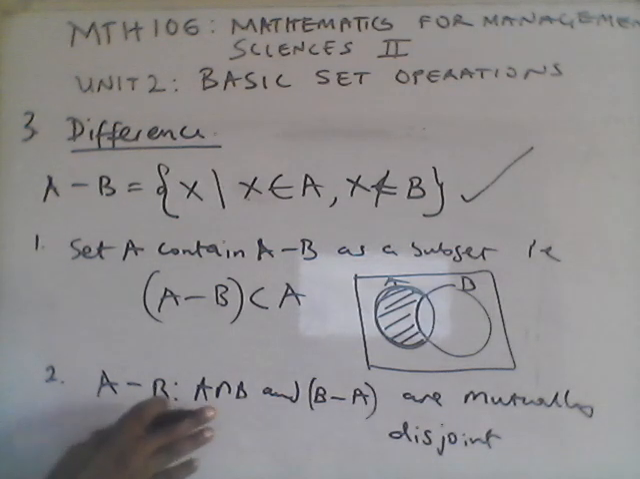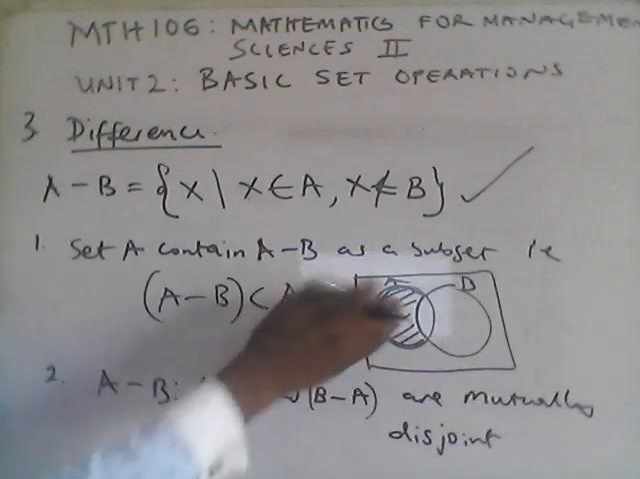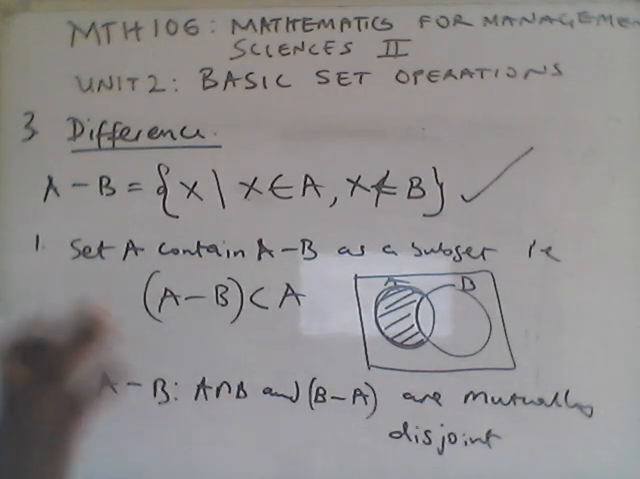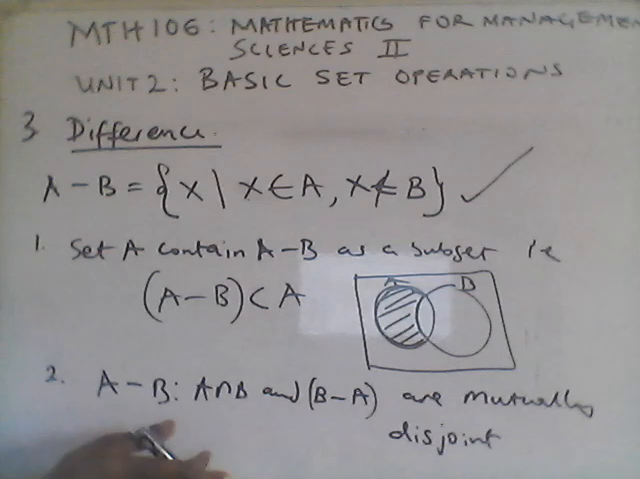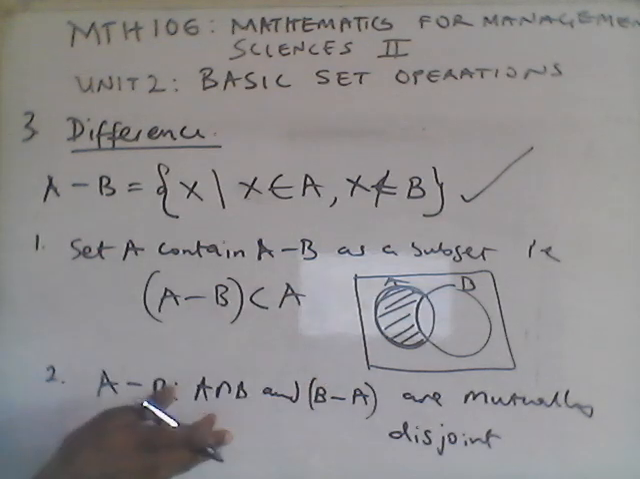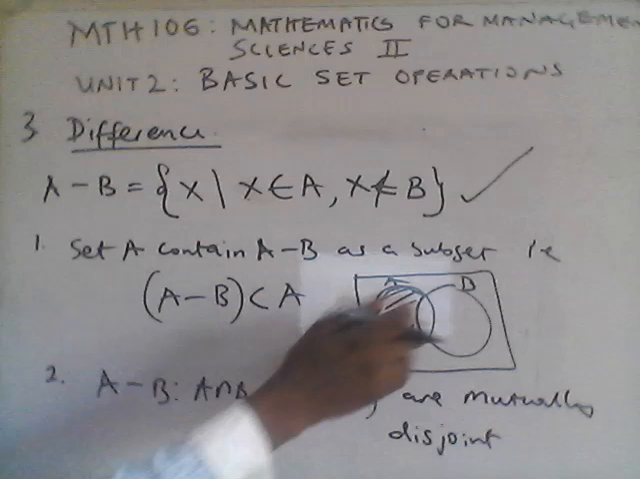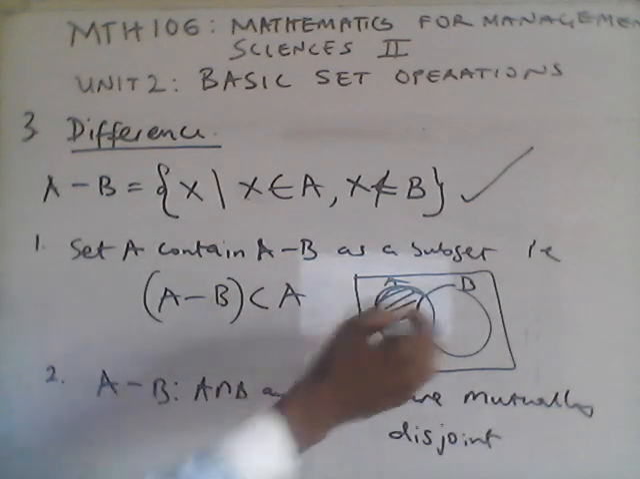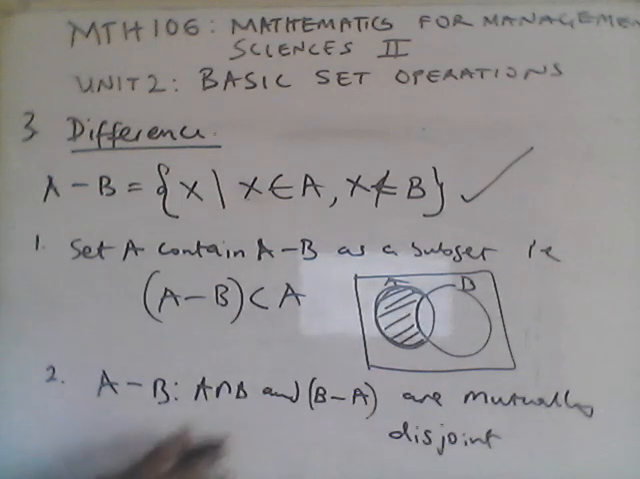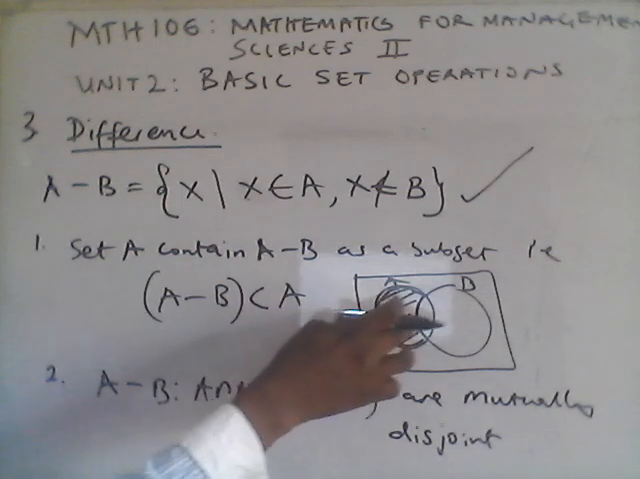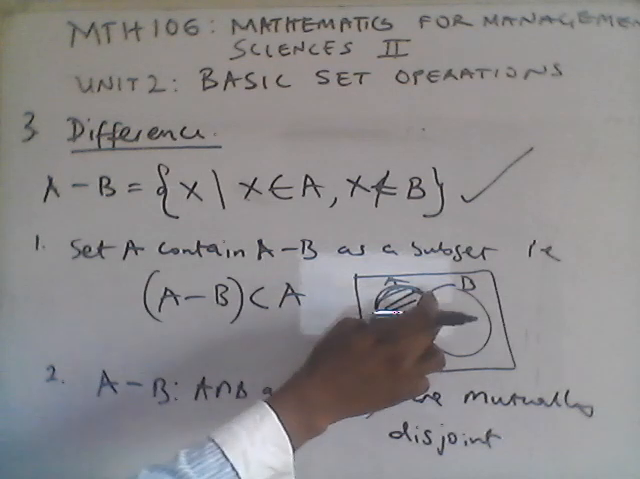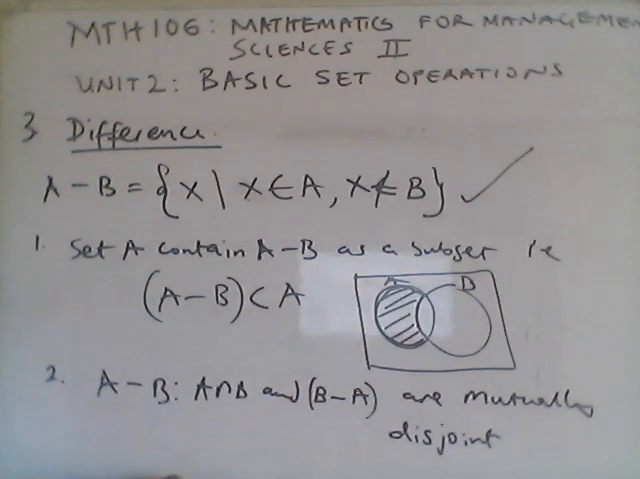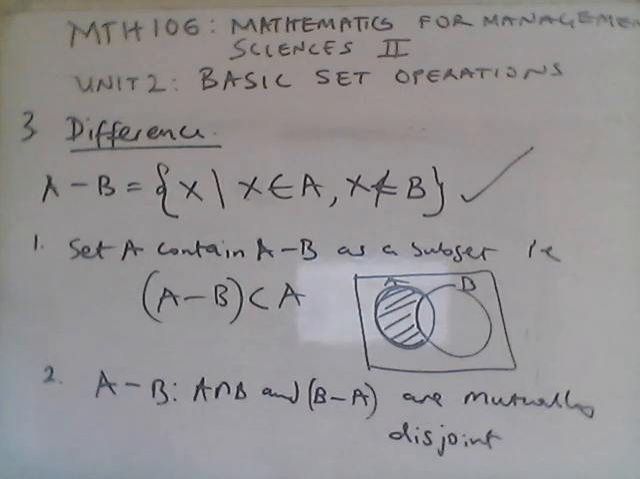Now I want to use the Venn diagram to explain this. Normally, if you see things like this, always try to use a Venn diagram to explain it. This is the difference Venn diagram, and this is how it looks. A intersect B is this center one. A difference B and B difference A are disjoint sets. They don't have anything in common.